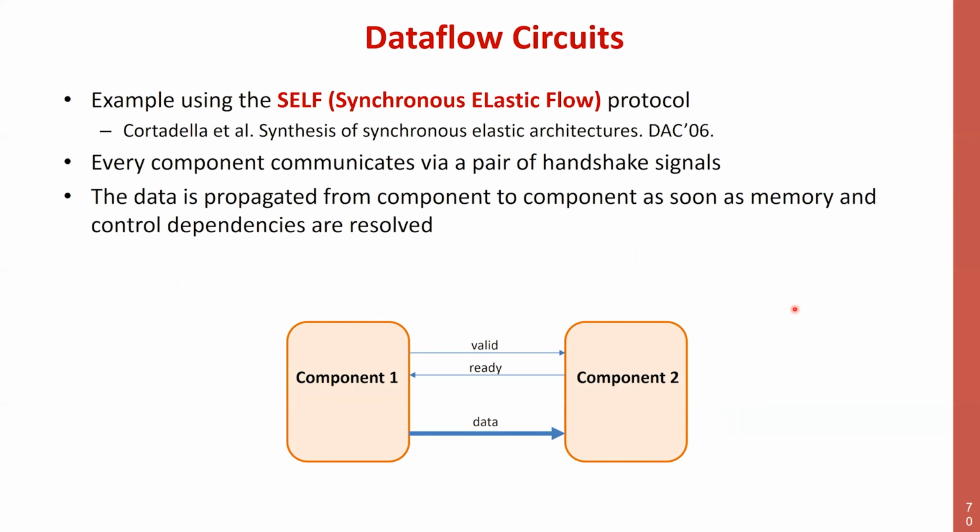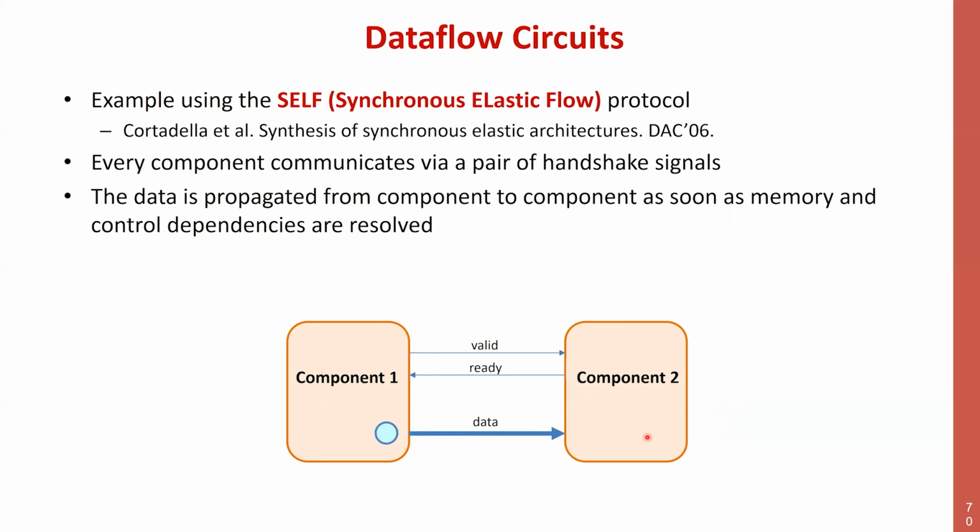So the components have some protocol, and it's not very important what the protocol is, but typically we'll have some handshaking like this valid and ready signal, where component one says, look, I have something for you, and component two says, look, I'm happy to get it because I'm done with what I had to do before. And if valid and ready are set, some data are passed between component one and two.